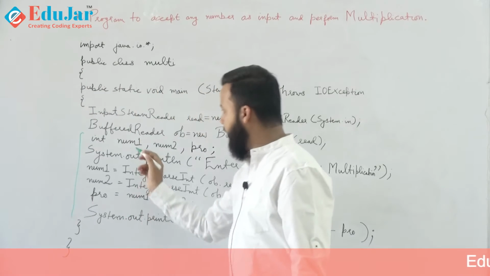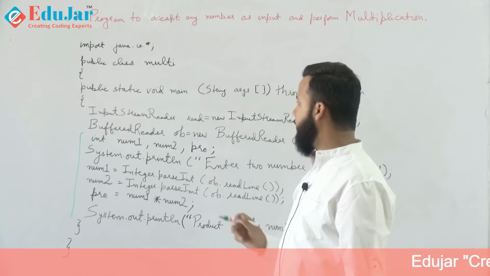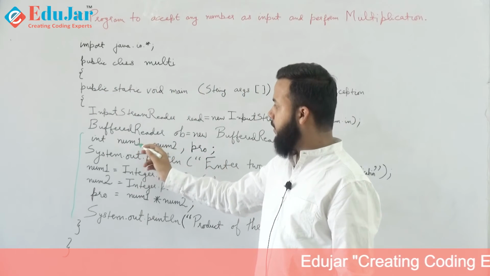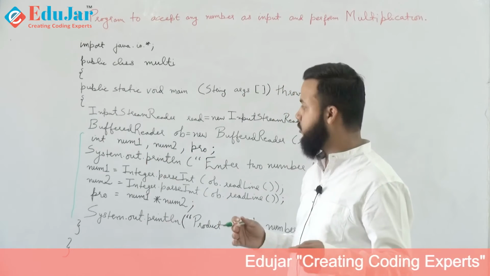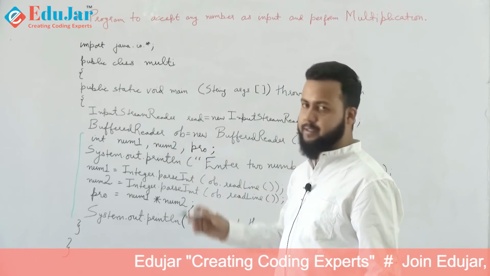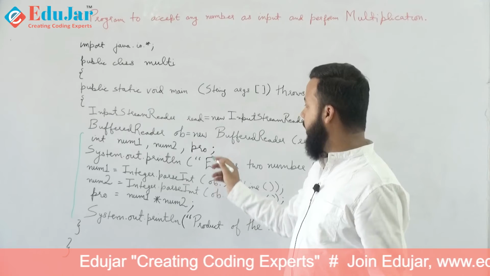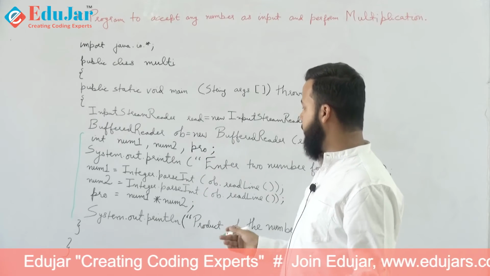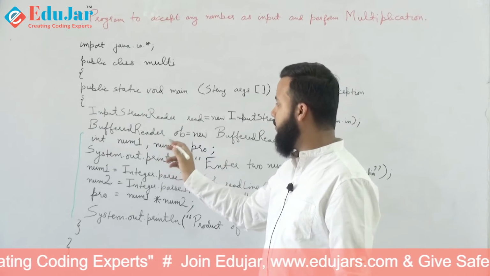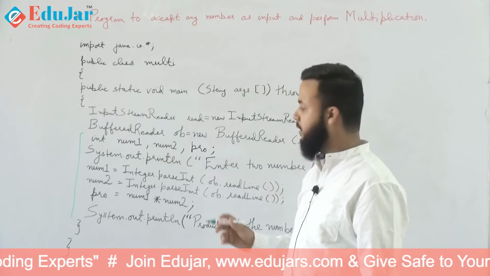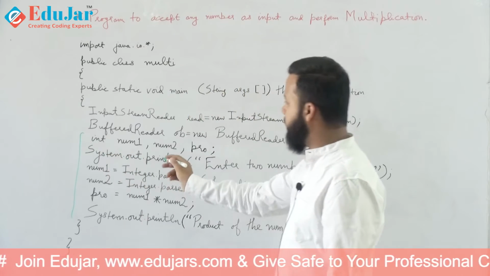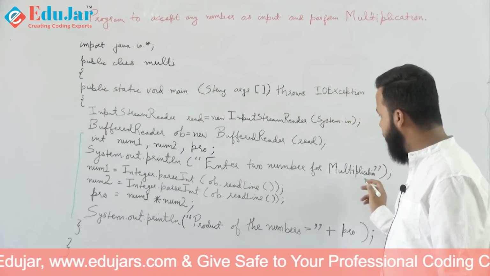You can see over here I have initialized three integer variables: num1, num2 and pro. Num1 will accept the first number which the user will enter. Num2 will accept the second number which the user will enter, and pro will store the multiplication product of these two numbers. When these two numbers are multiplied, whatever the product is, it will be stored in pro.